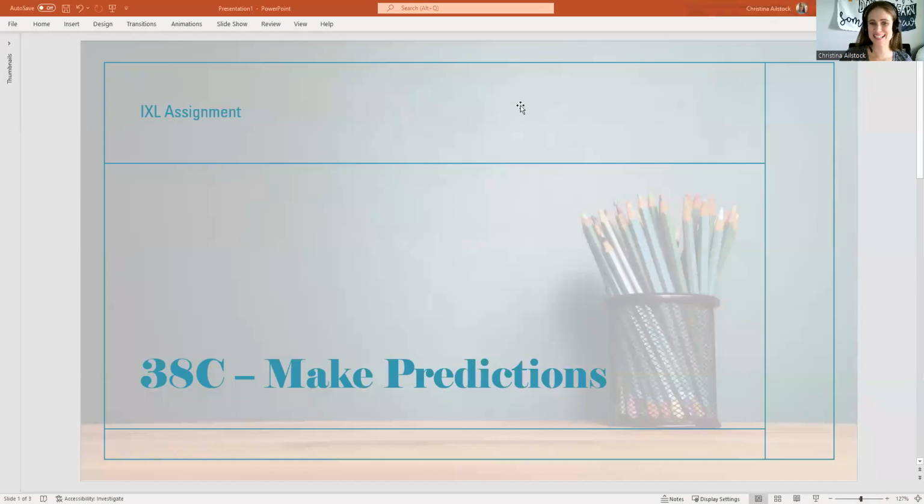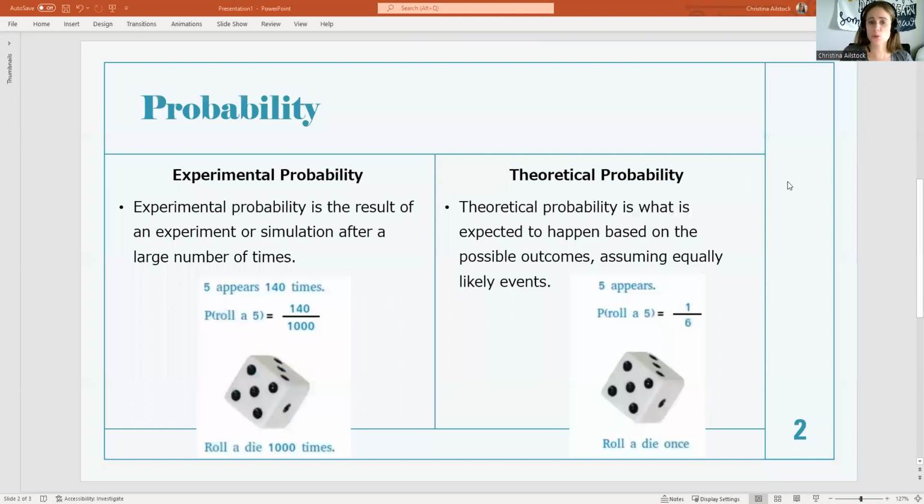Hi, everyone. Today we are going to work on some probability problems, specifically how to make predictions. This aligns with IXL assignment 3.8c. So remember, when we're working with probability, there are two different types, both experimental and theoretical.